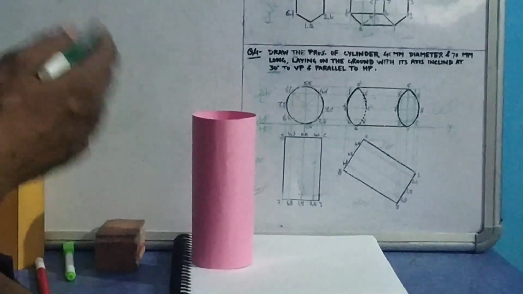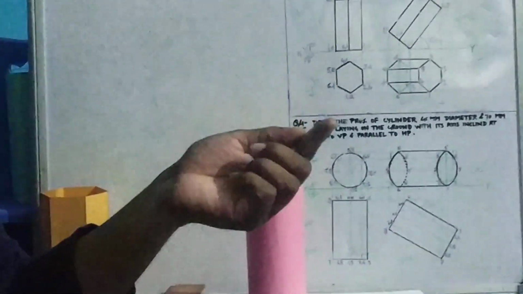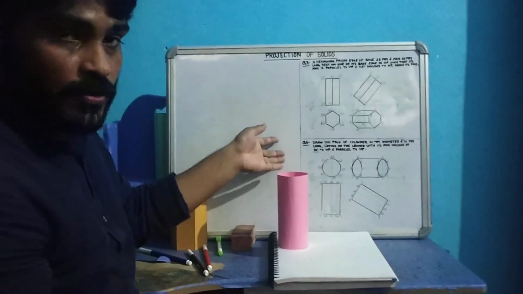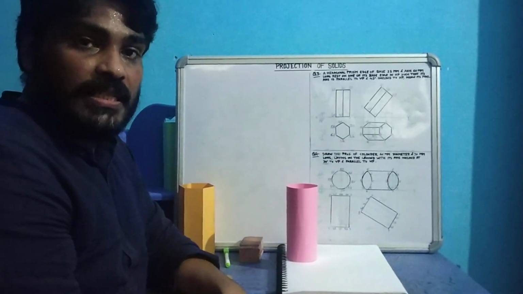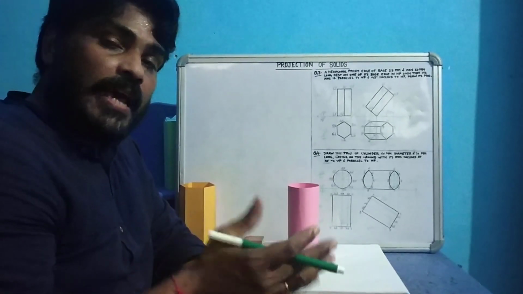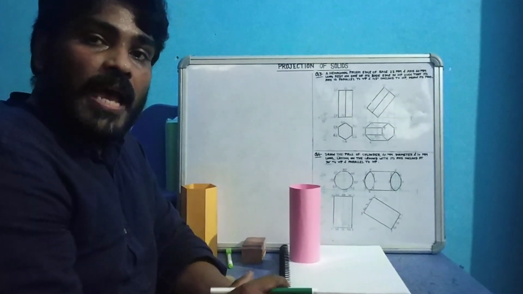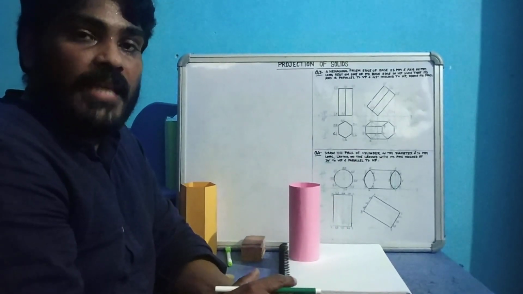So this is what is related to projection of solids. We have already solved our first question, second question, this is the third and fourth question, and these 4 questions you have to draw on your drawing sheet. I hope you understood each and everything, and further if you have any doubt, any query, you can ask me. I will explain that one more time.